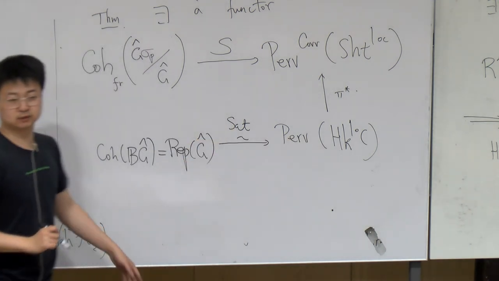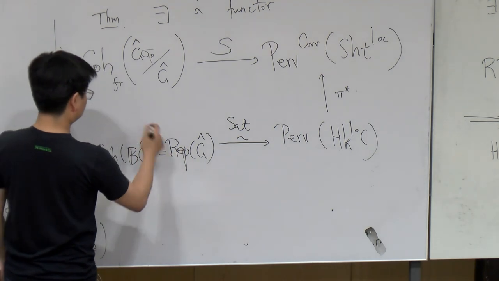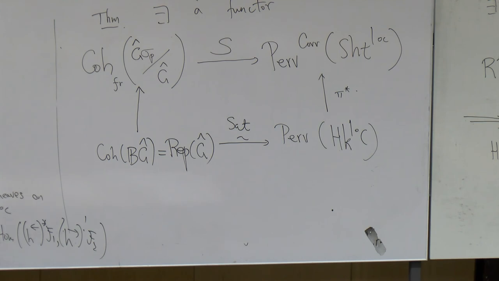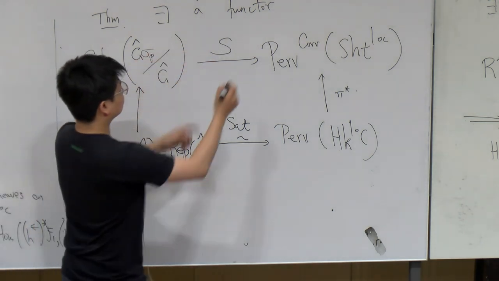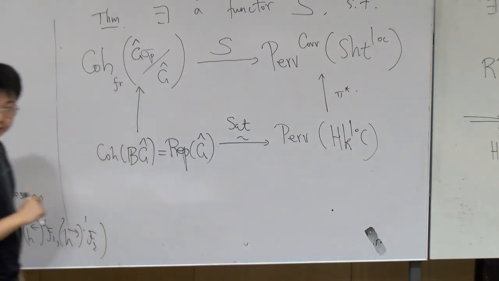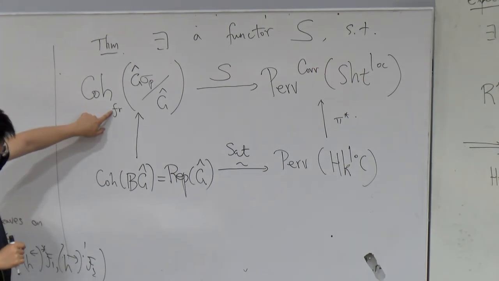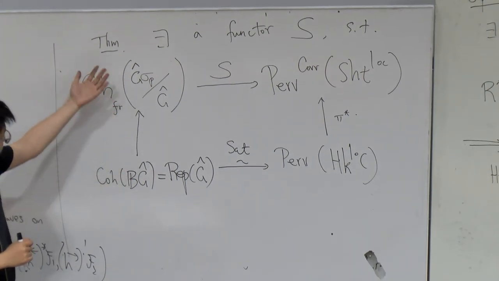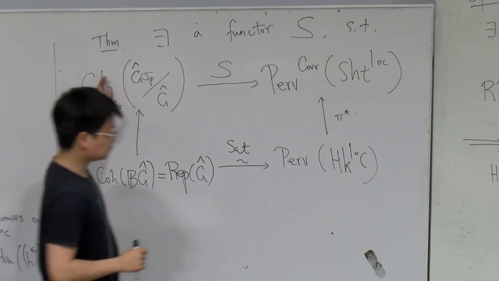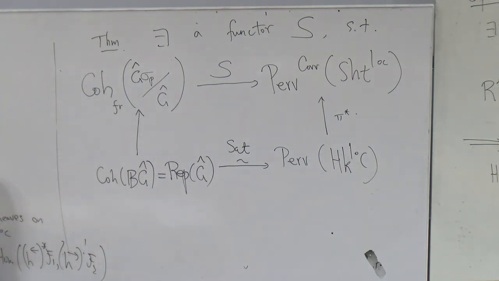and the perverse sheaves on the local Hecke stack. And of course, here you can also pull back the sheaves. The claim is there's a functor S such that this diagram is commutative. Now let me explain this. FR just means it's a full subcategory spanned by images of the pullback. So it's the full subcategory spanned by this kind of vector bundles on the stack.